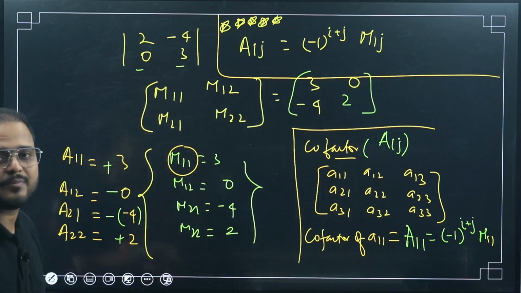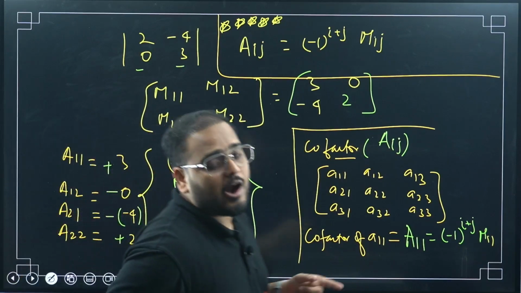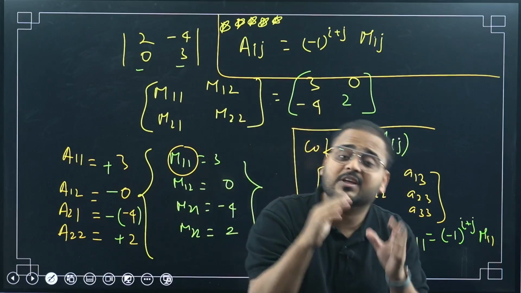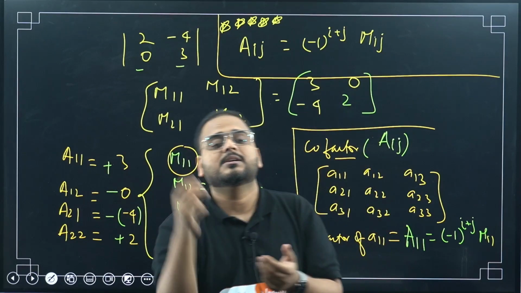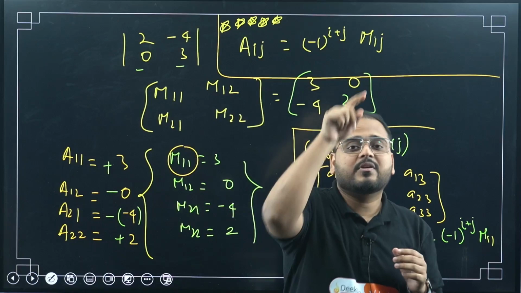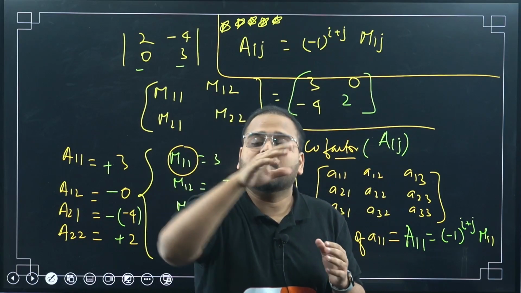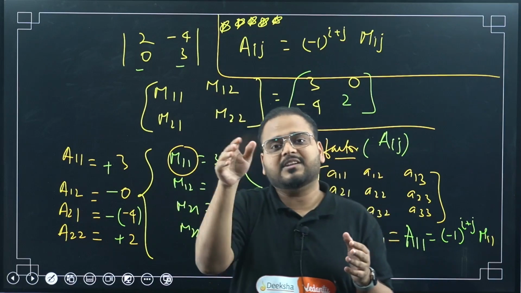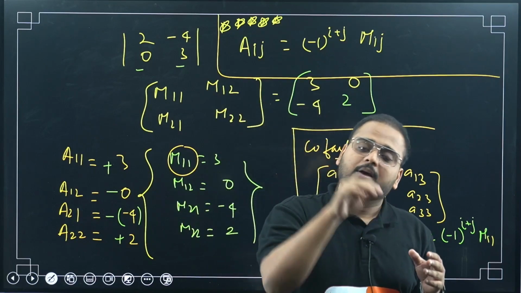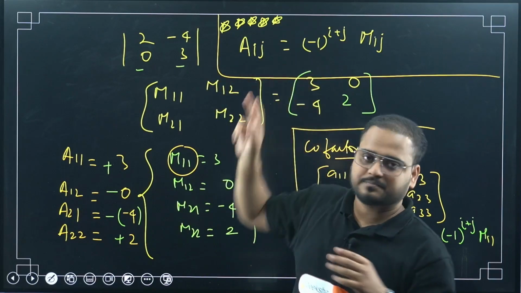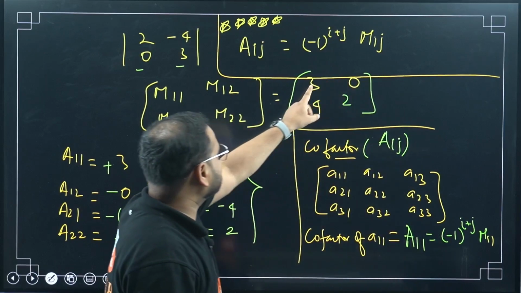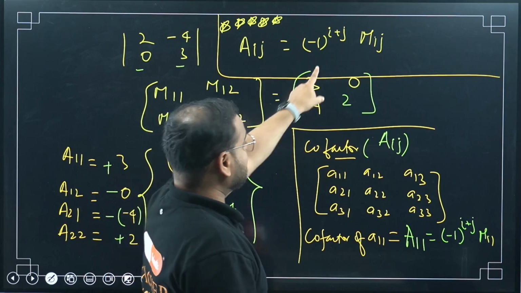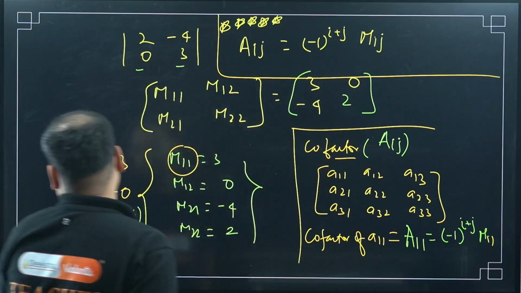I hope you understood the cofactors and minors. I'll repeat once again. How do we find minors? First of all, we find minors and cofactors for each element of the given matrix, a square matrix obviously. Second, for minors we cancel that element's row and column. Whatever is the remaining matrix, you write that and find the determinant of it. For cofactor, use this formula: find the minor and take the sign, minus or plus, depending upon the sum of i plus j.